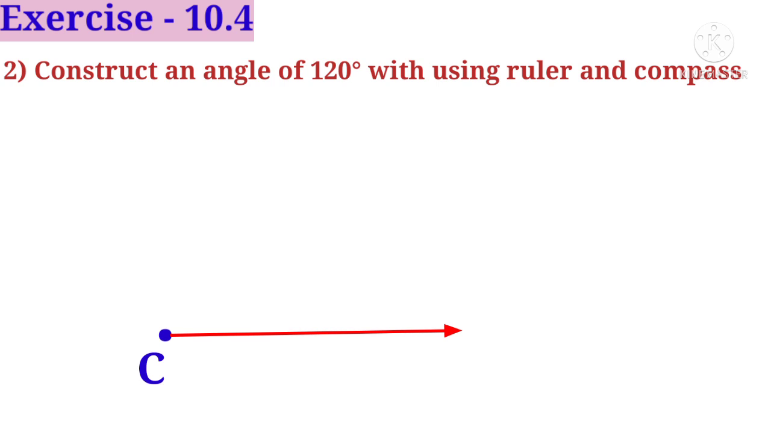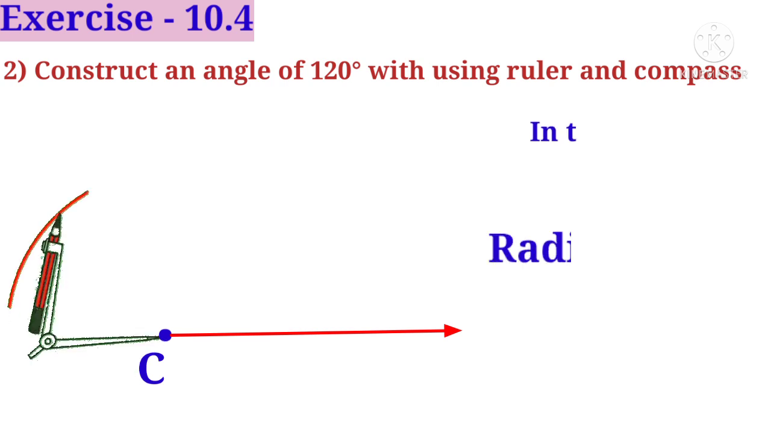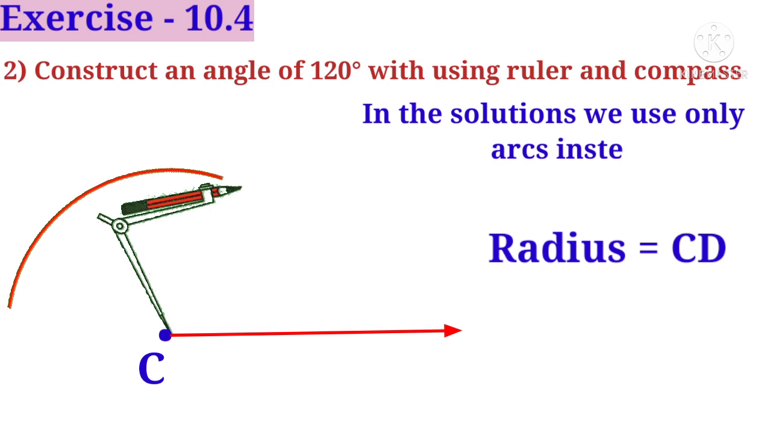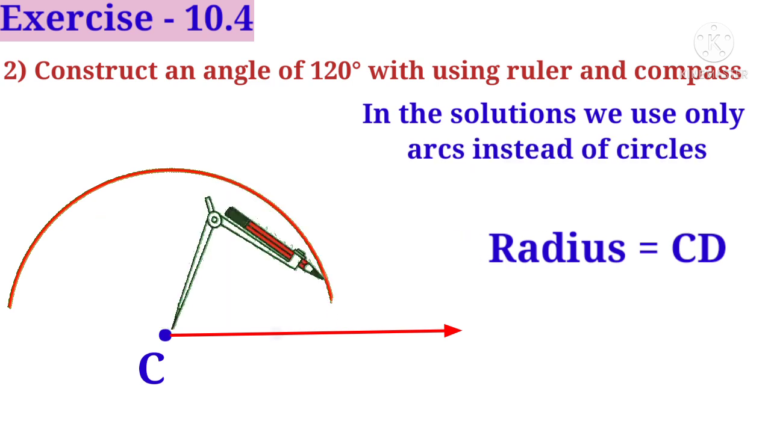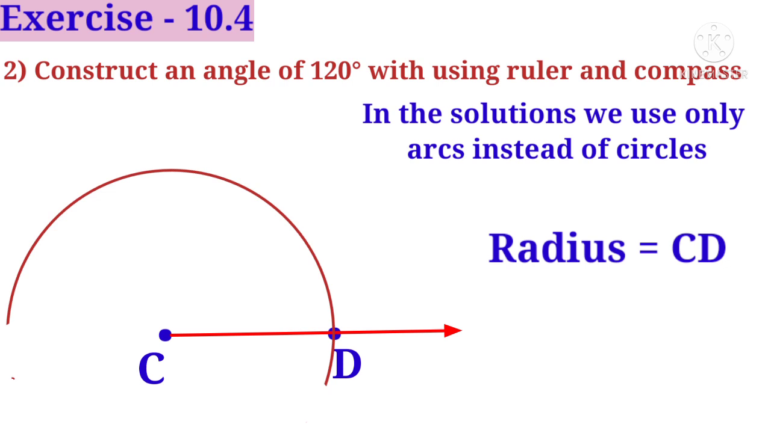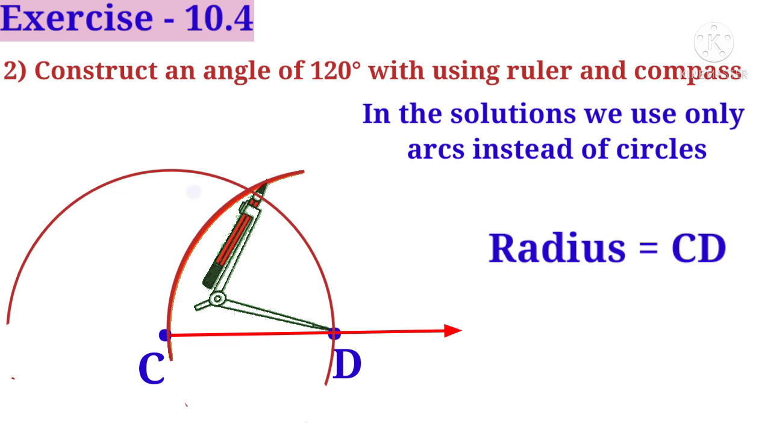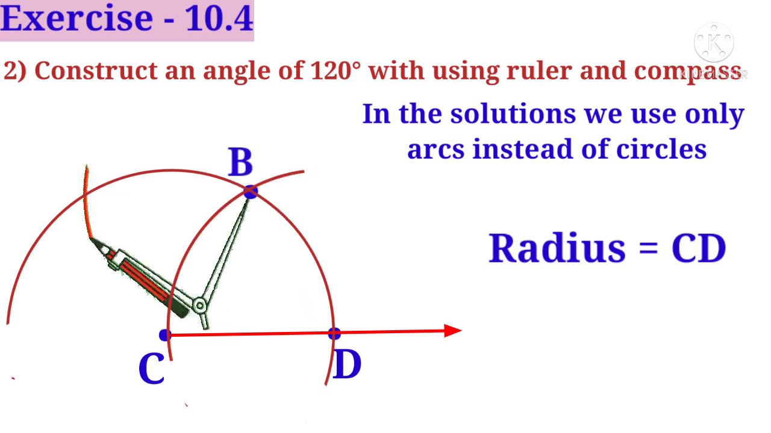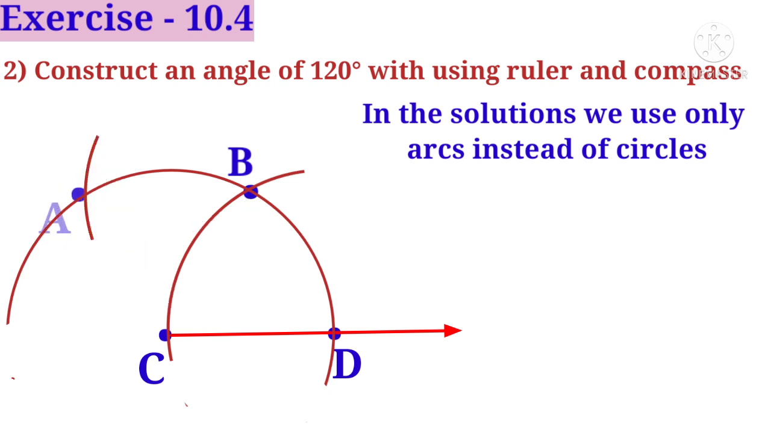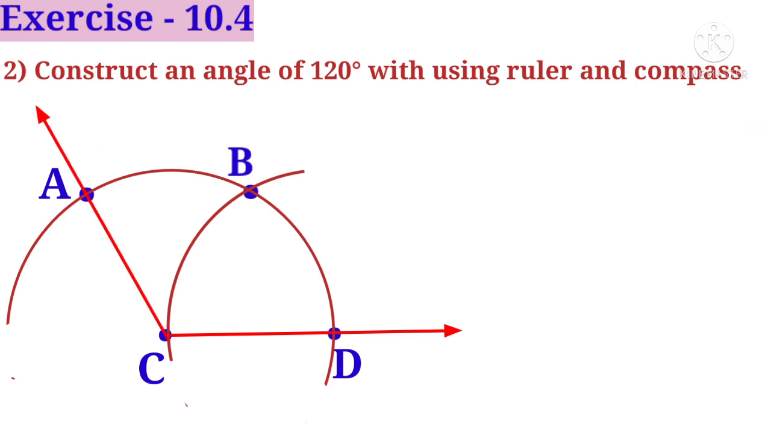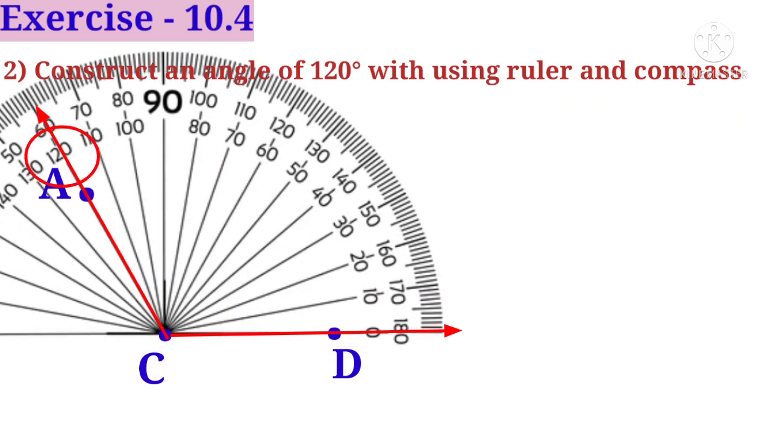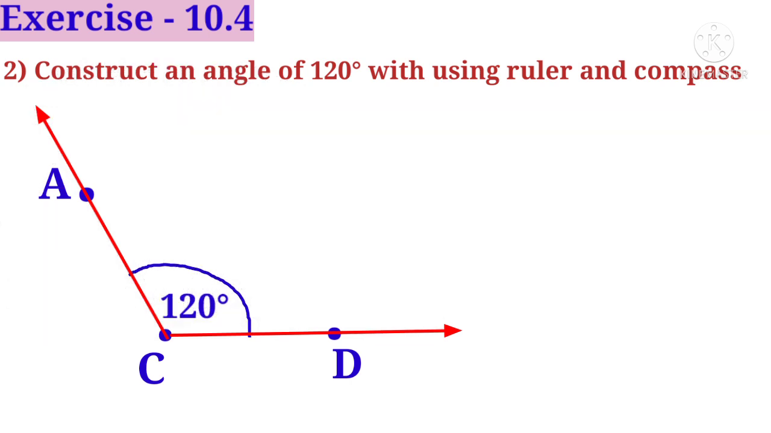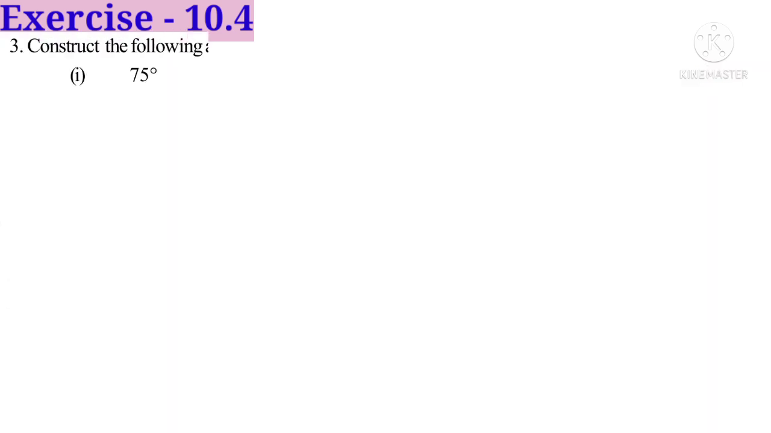For this, put a point C, draw a ray through it. With center C and radius CD, draw an arc touching the ray at the point D. Now with center D and radius CD, draw another arc cutting the previous arc at the point B. Now with center B, draw another arc cutting the first arc at the point A. Now join CA with a ray and observe that with a protractor angle ACD is equal to 120 degrees. Angle is constructed. Now third problem.